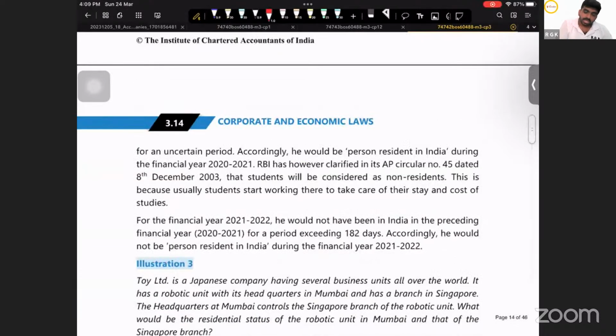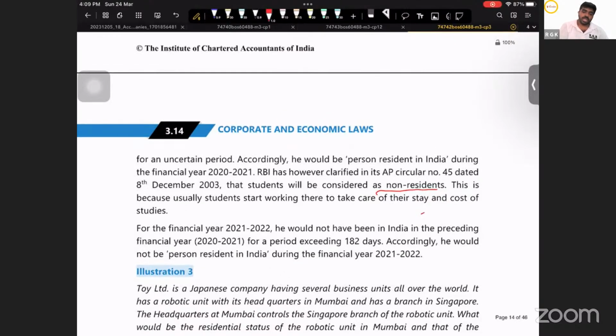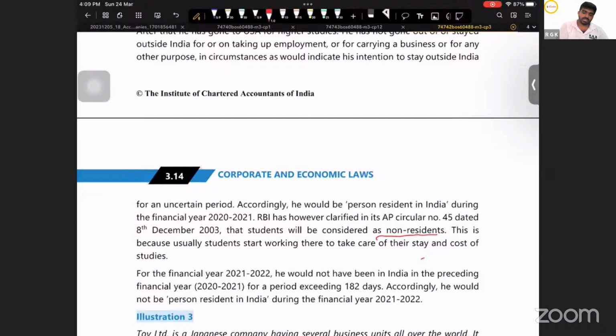RBI says that he should be treated as non-resident or person resident outside India. This is because usually students start working there to take care of their stay and cost of studies. That is why he will be considered as person resident outside India.